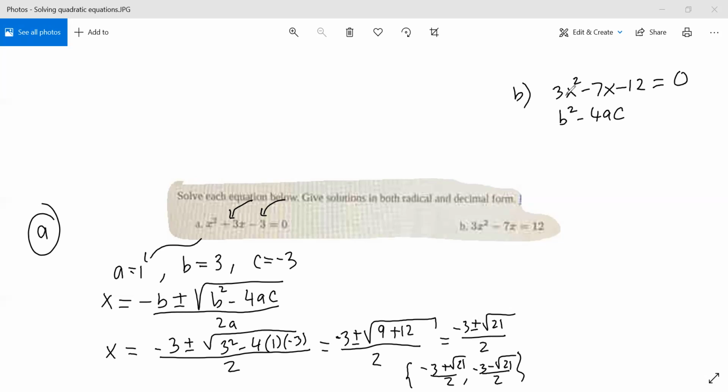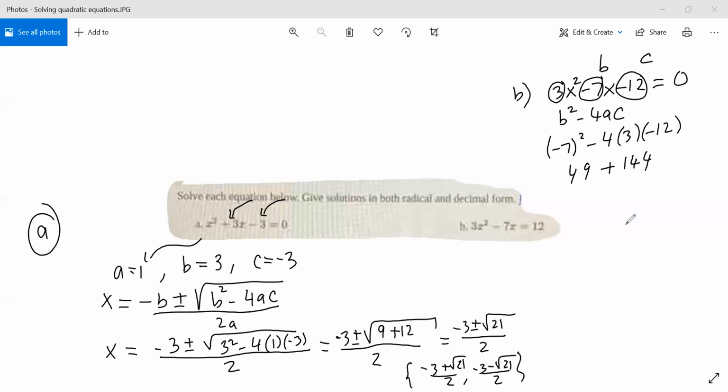Again, a is this number, b is this number, and c is this last number. So plug them in. Negative 7 squared is 49, minus 4 times 3 times negative 12. And this one is plus, because negative 4 times negative 12 is positive. 12 times 12, that's 144. And this is going to be 193. And that's not a perfect square. So it's not factorable. We have to use the quadratic formula.